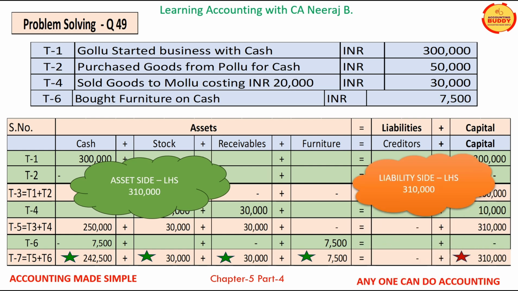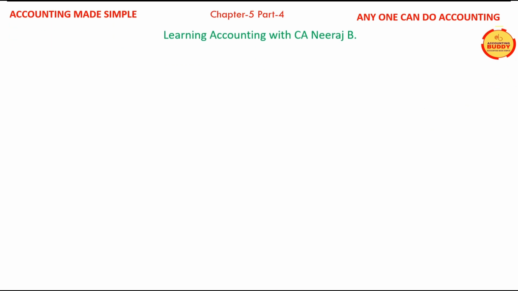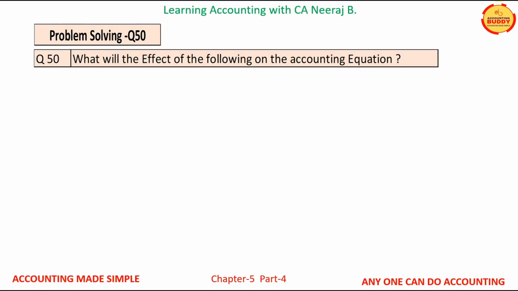Please note that the value of the accounting equation will change with every business transaction. However, the left hand side will always remain equal to the right hand side of the accounting equation. Question number 50 on your screens is, what will be the effect of the following transactions on the accounting equation?